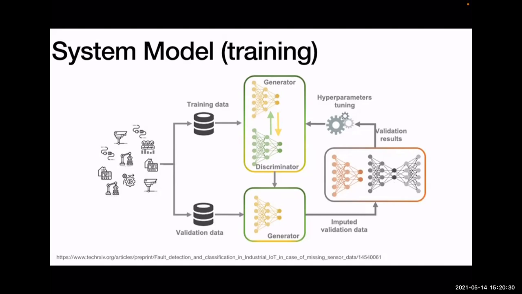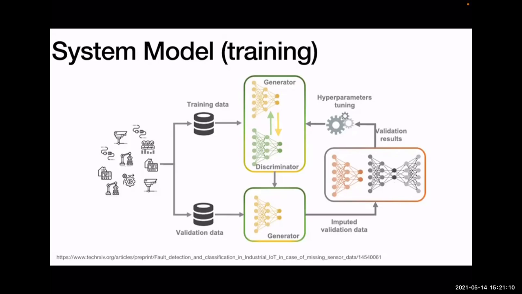So we created this system model architecture. We first took the training data set and trained a GAN, and then once we have a generator that's good enough, we take the validation data set, and the output of the GAN is used to do anomaly detection and classification. Then we take those validation results and feed them back to tune the hyperparameters of our GAN again. This was an iterative process until we got a system that was robust enough and good enough.